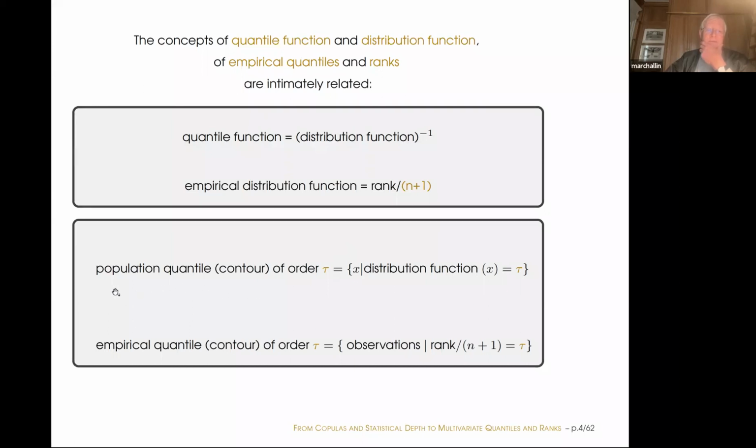Now, the population quantile of order tau, where tau is somewhere between 0 and 1, is the collection of points x in the space of the random variable for which the distribution function is equal to tau. And the empirical quantile of order tau is the collection of observations with rank equal to (n plus 1) times tau. Later on, when we deal with multivariate observations, we will have quantile contours instead of point valued quantiles, and empirical quantile contours, and the definition will be the same.